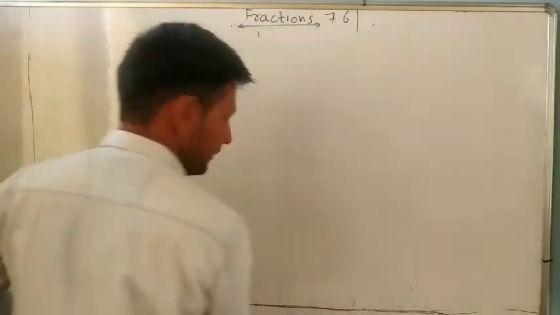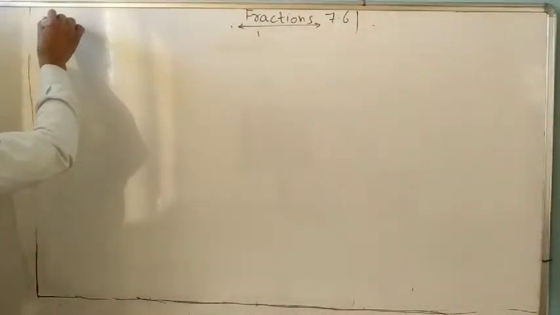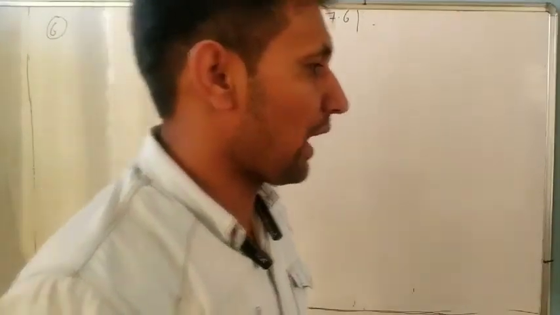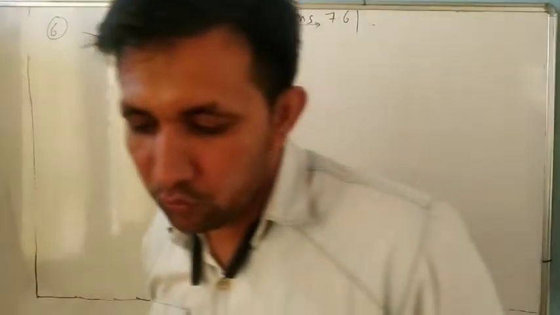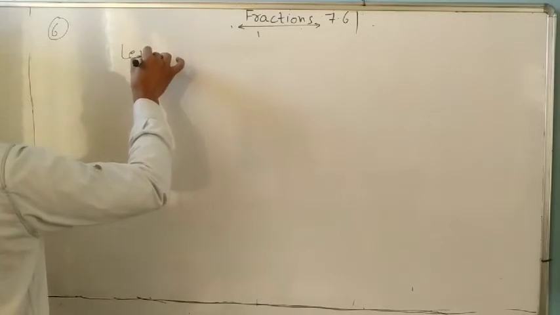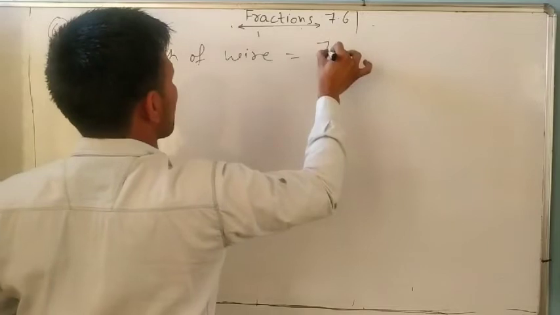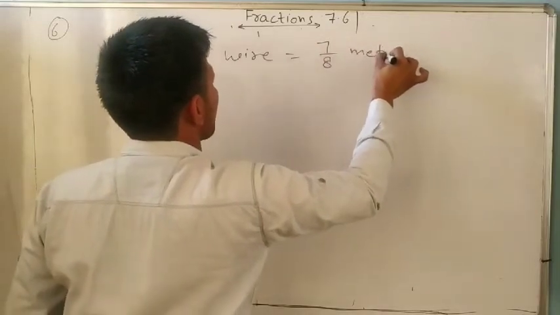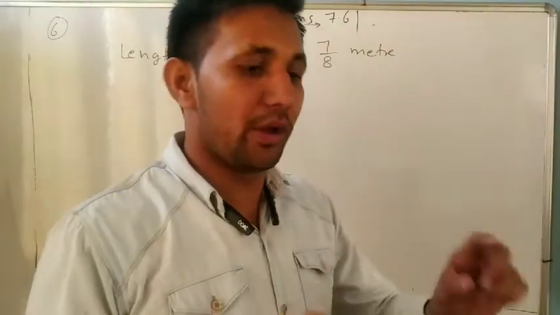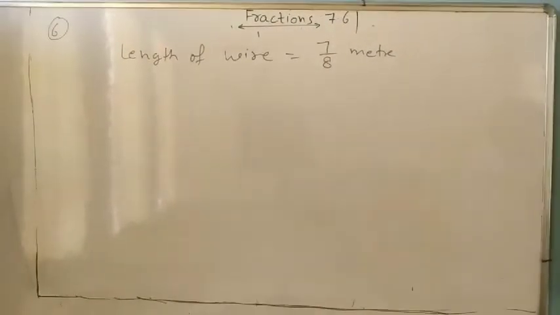Now the rest of the questions you have to do yourself. Very easy questions. What is given? Question number 6. A piece of wire 7 by 8 meter long. So write the length of wire. What is 7 by 8 meter? Next, it is broken into 2 pieces. So a wire is broken into 2 pieces.